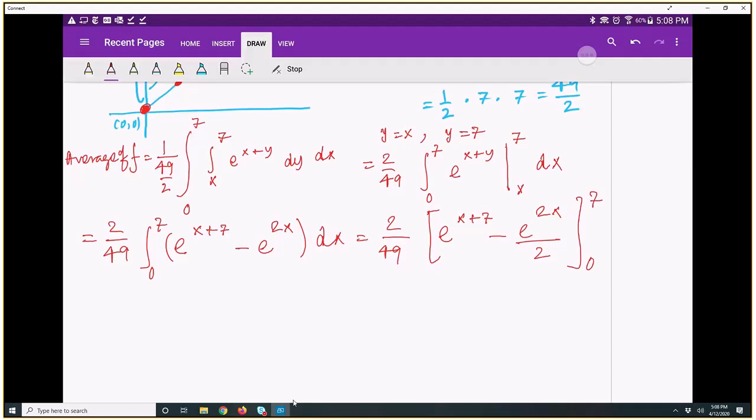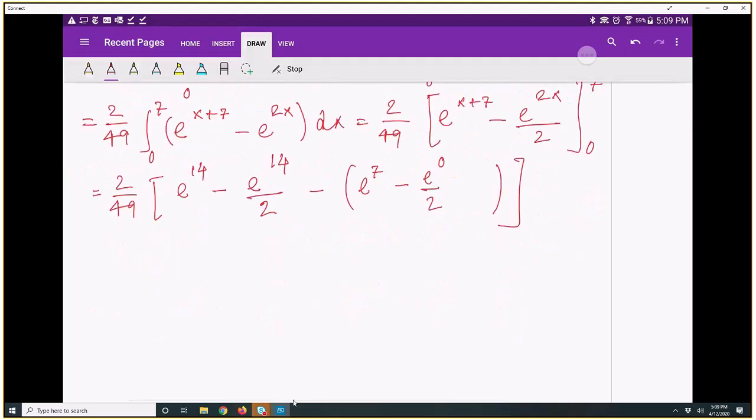So we're going to plug these values in, and I will get 2 over 49 times, if I put x equal to 7, I get e to the power 14. Let's first complete 7. So the next term will be minus e to the power 14 over 2. Now I do for 0. So I will say minus and put the lower limit inside parenthesis, e to the power 7 when I put x equal to 0, and minus e to the power 2 times 0, so e to the power 0 over 2.